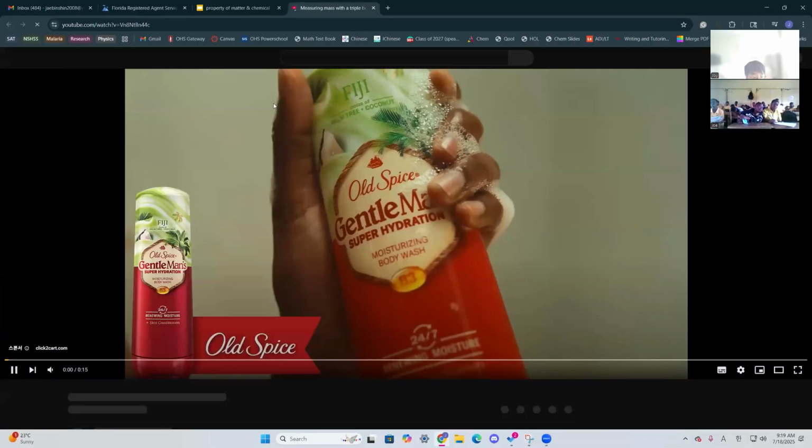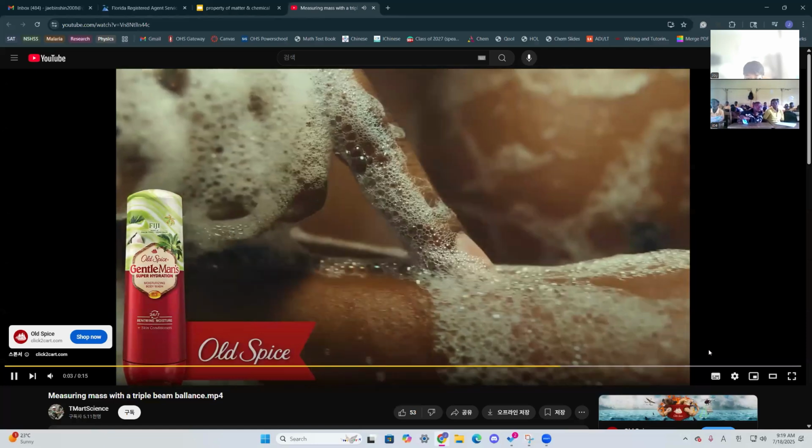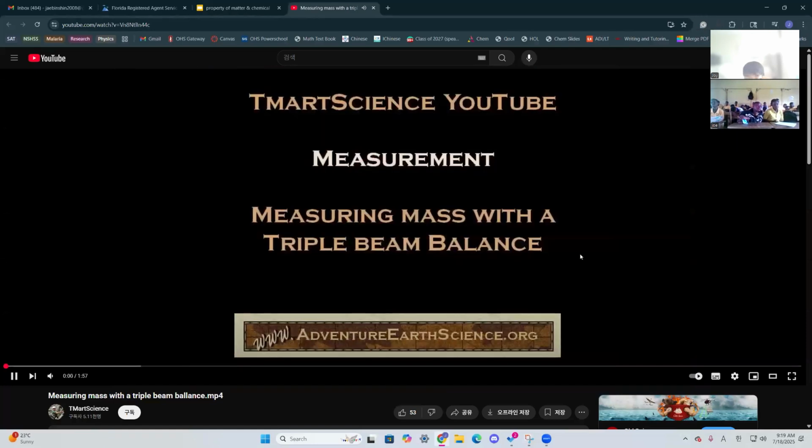Old Spice Super Hydration Body Wash. The sweet scent of a honeymooning feeling.